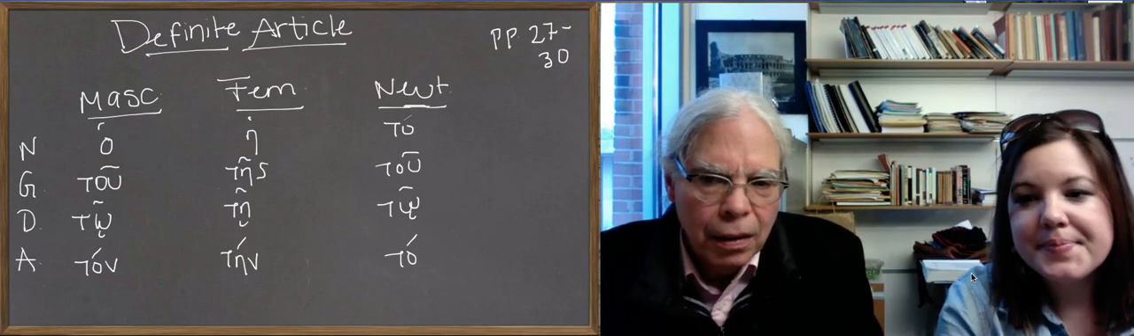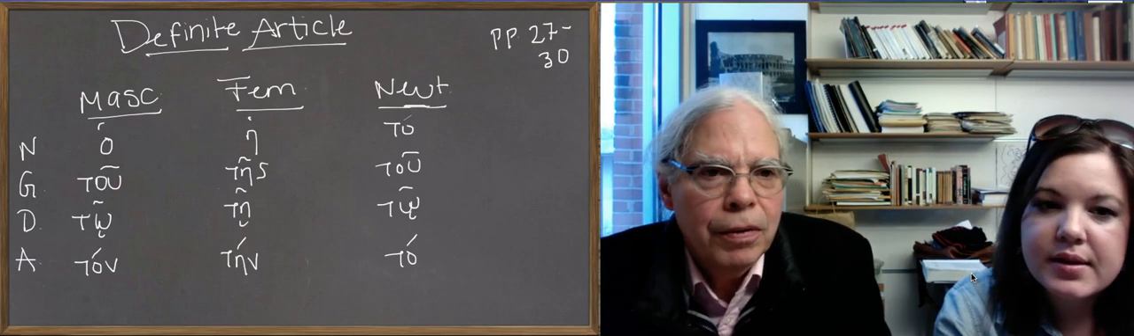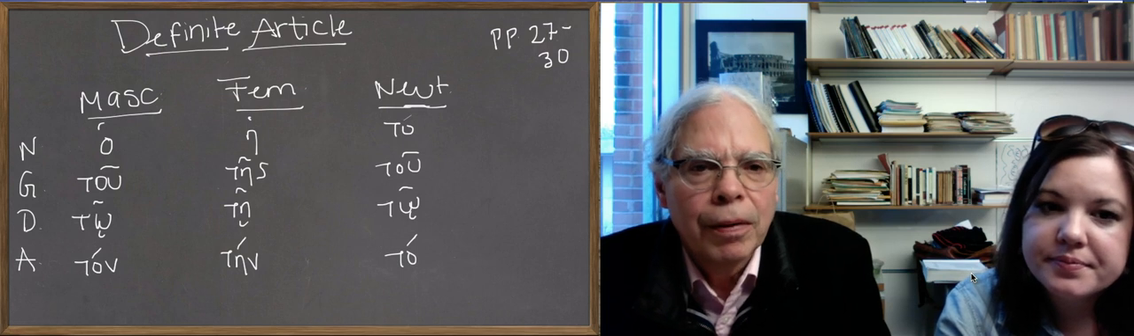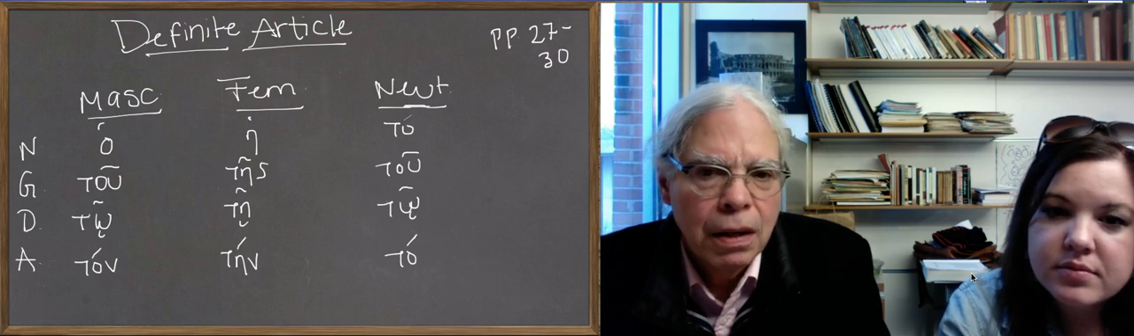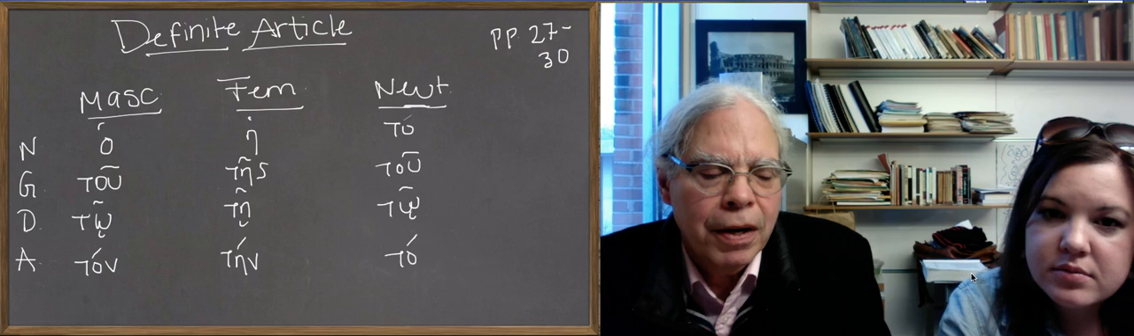Okay. So we're still on Unit 1. Belisie has put the page numbers of what we're talking about here. This is page 27 through 30 in Hansen and Quinn. We're talking about the definite article.